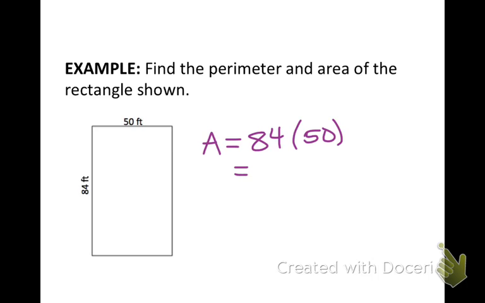Let me do my mental computation. Boop, boop, boop, boop, boop. Is it 4,200? Yep, 4,200. What are your units for area? Feet squared.